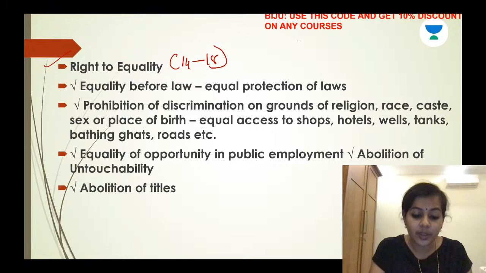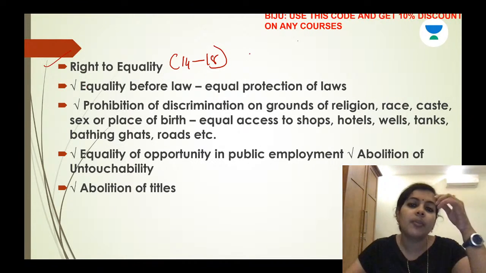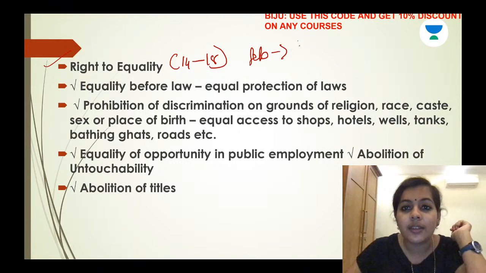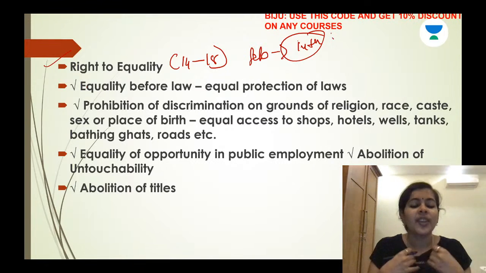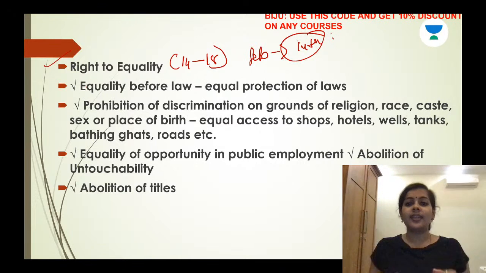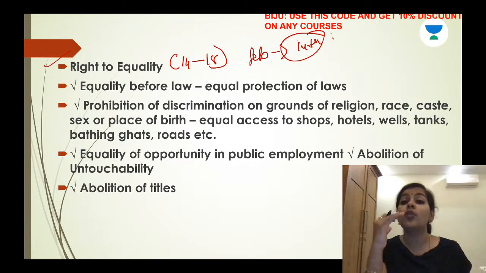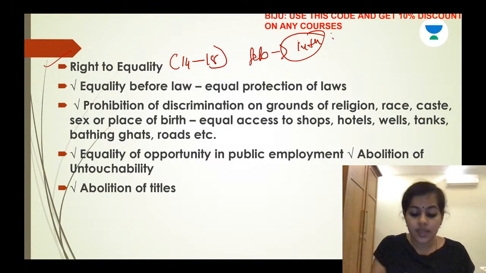Article 14 is very important. Simply, I'll tell you how I remember. What is February 14th? February 14th is Valentine's Day, right? Very favorite to us, at least for many of the people. Like that, Article 14 of the Constitution is something very favorite to us because it ensures equality before law and equal protection of law. The state cannot simply deny this.